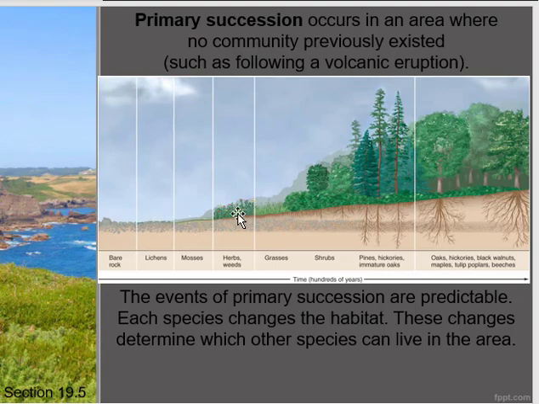Then you'll start seeing some weeds and herbs. Eventually grasses will overtake it. Shrubs will start growing. Then you'll see some of the pines, hickories, immature oak trees. Eventually you'll get a mature forest again.